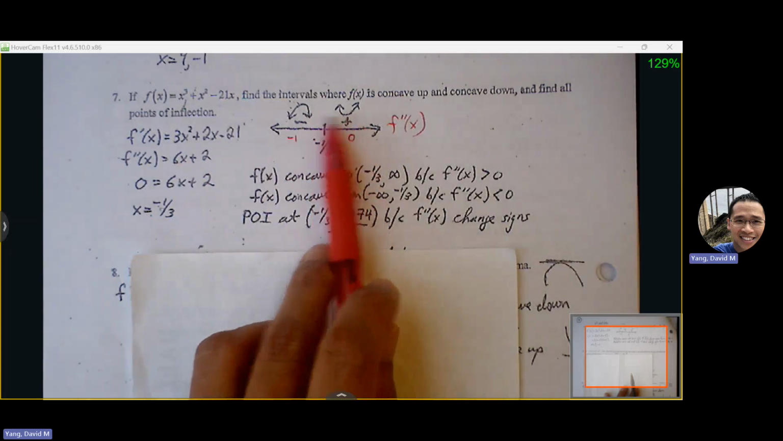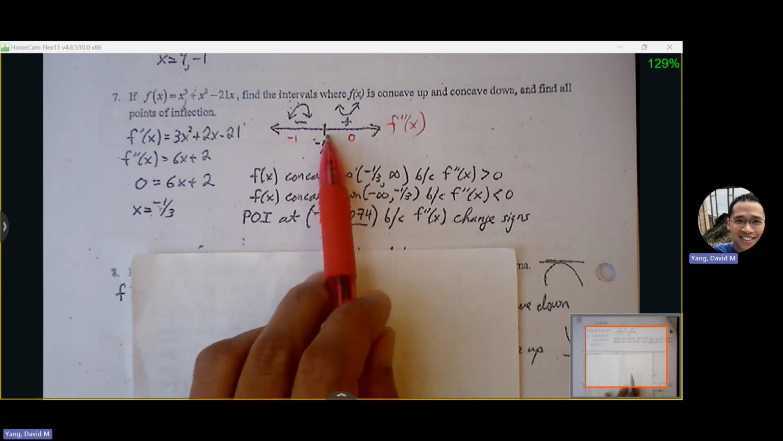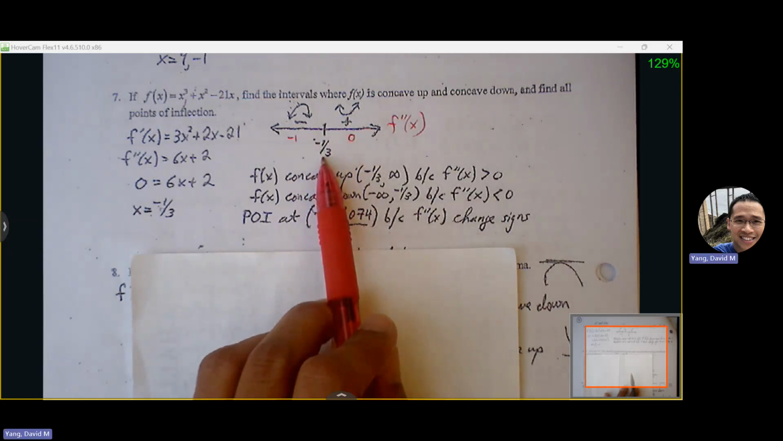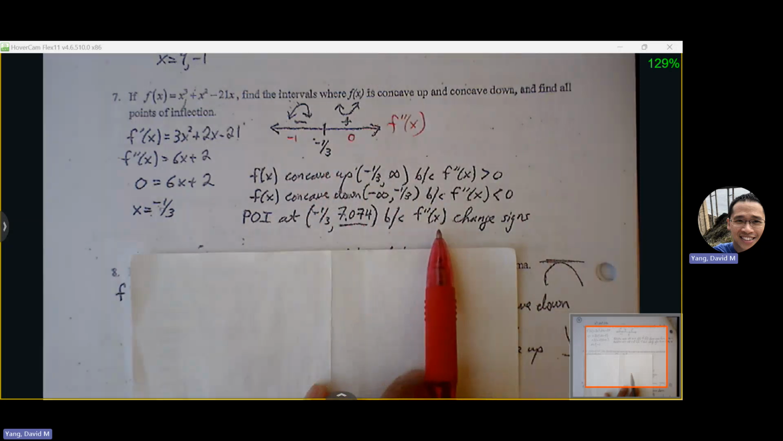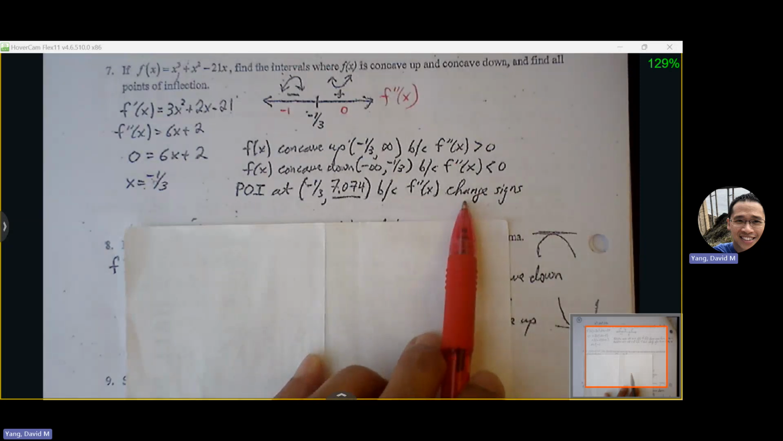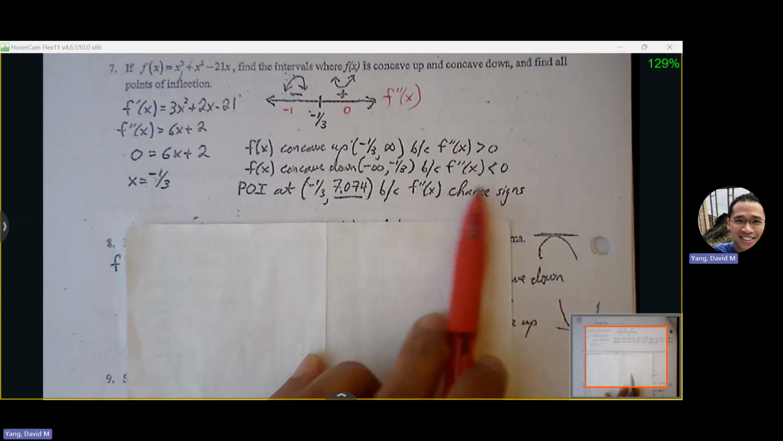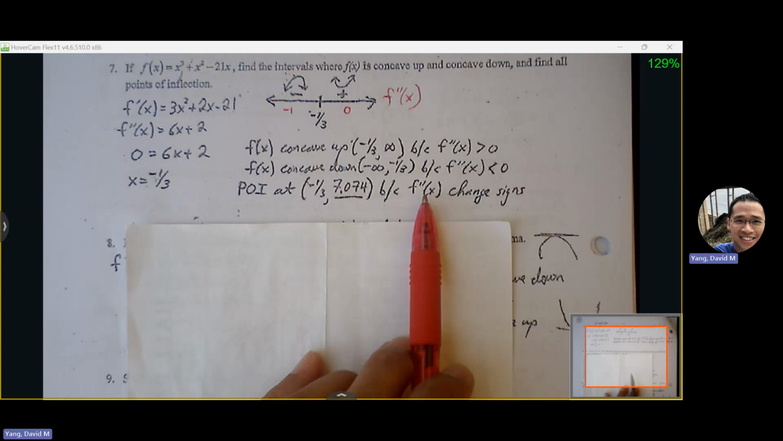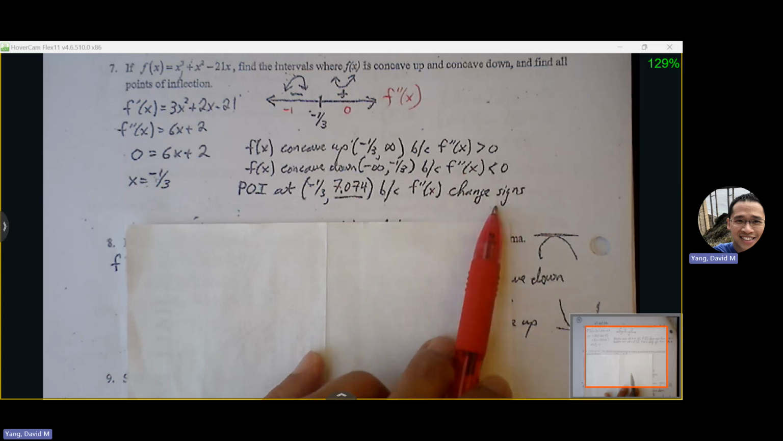Now, there has to be a change in sign in order for our critical point to be a point of inflection. I see some students say because f double prime of x is equal to 0. If you say that, it means it's still a candidate. It's not confirmed that it's a point of inflection until we establish that change of sign. So f double prime equal to 0 is not a strong enough statement. We want to be able to say that f double prime of x changes signs.